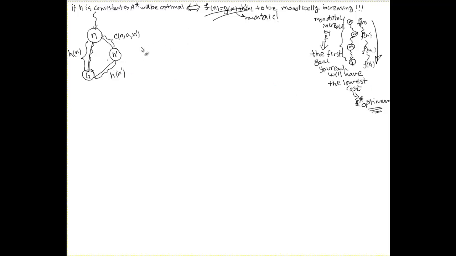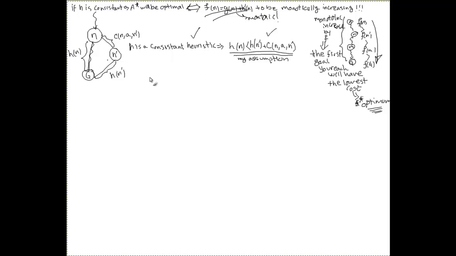Alright, so H is a consistent heuristic. This means that h of n, according to the triangle inequality, is going to be less than h of n prime plus the cost of going from n through an action A to node n prime. This is my assumption that says my heuristic is consistent. So if my heuristic is consistent, then h of n is less than the sum of c plus h of n prime.